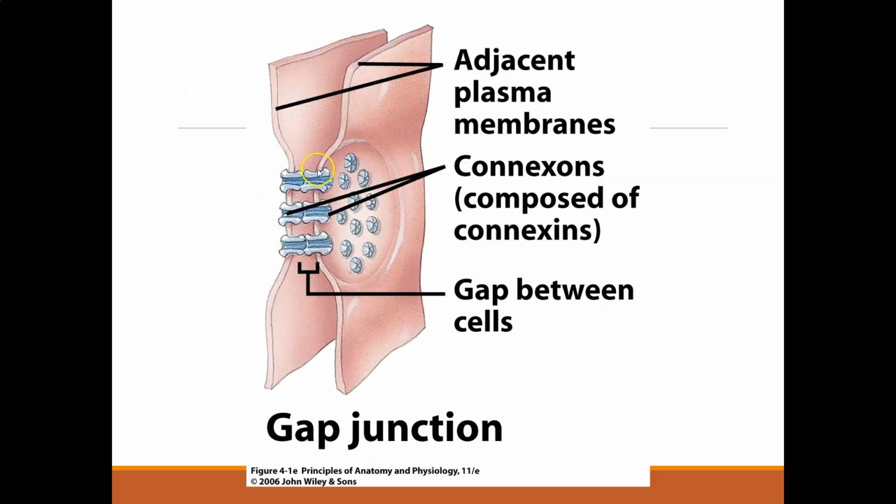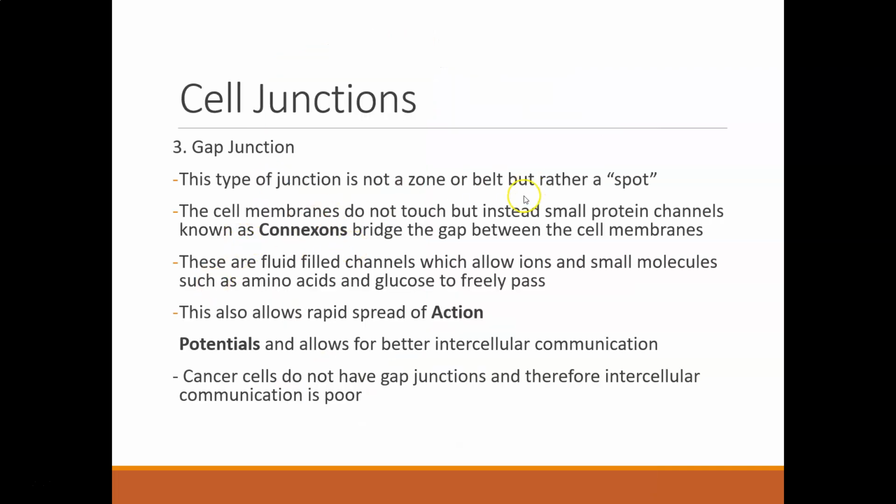So you can see here, we have these connexons that bridge the gap between the membranes, but again, the membranes do not touch. There's a gap here, but we do have this tubular system of connexons that do move from one membrane to the other, okay? So they bridge the gap between the cell membranes.